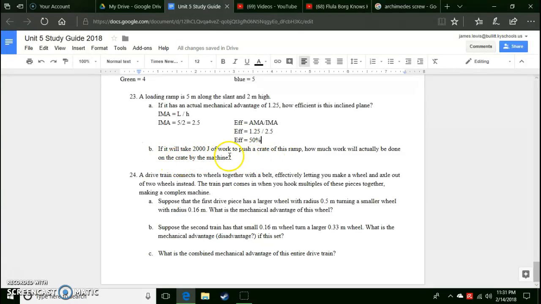B, how much work is actually done? Again, use the efficiency equation. Sorry, I'm done. I'll get you later.